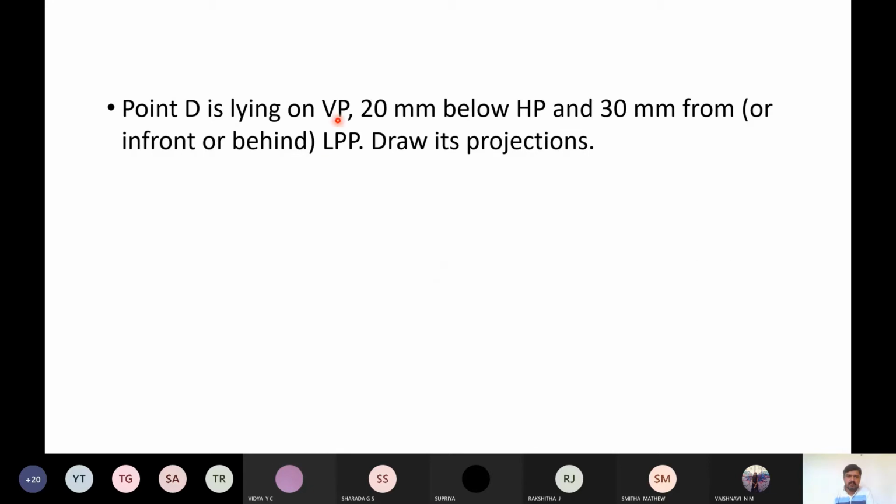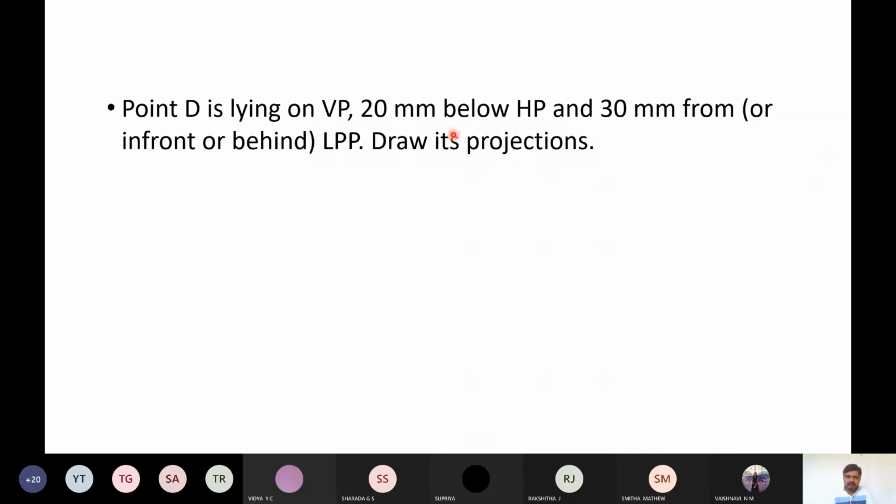Third and fourth quadrant. Okay, since it is below HP, it is possible only in third and fourth quadrant. And again, since it is on VP, definitely we cannot say whether it is third or fourth. What we can say, it may belong to third or it may belong to fourth also. Third or fourth is the correct answer.